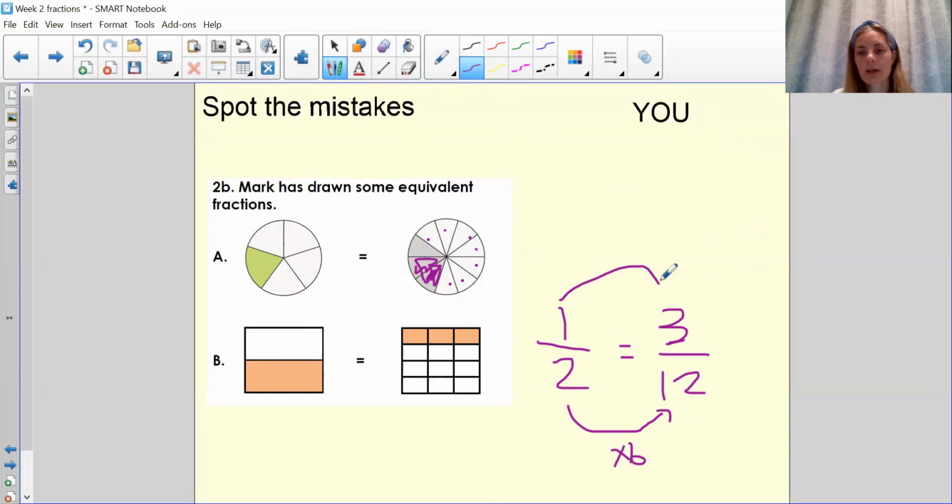So whatever I do to the one number, I need to do to the other. And I have 1 times 6 is not going to be 3, it's going to be 6. So therefore, they should have colored in another 3 blocks. Hopefully this is now making some sense.